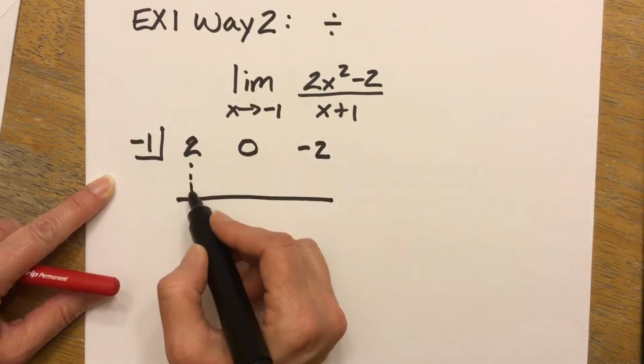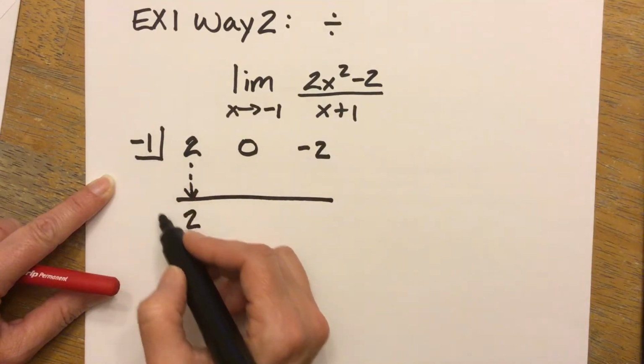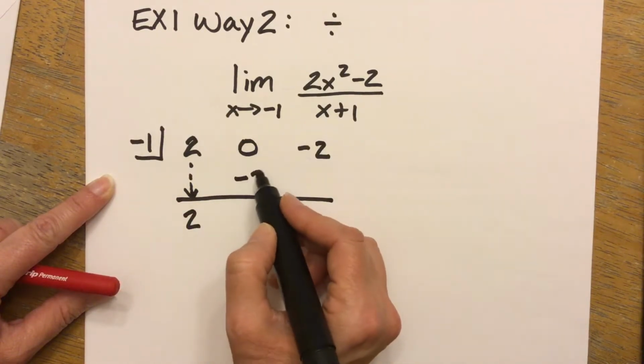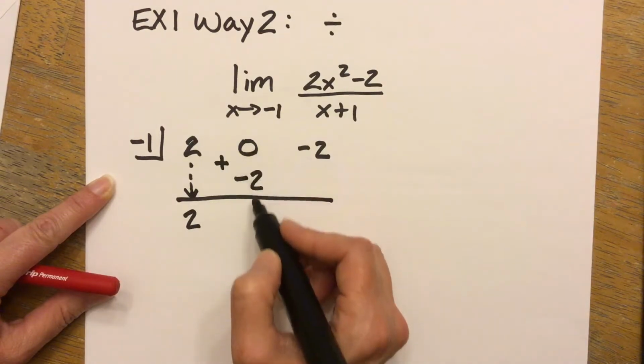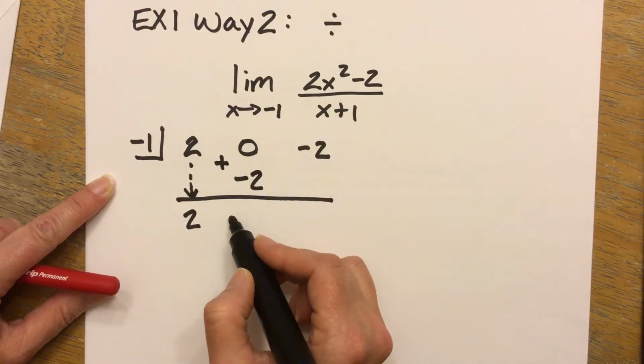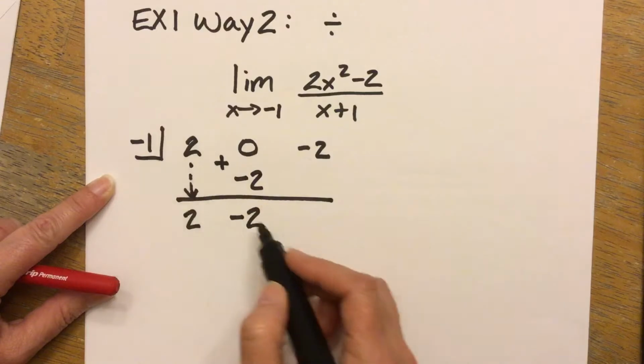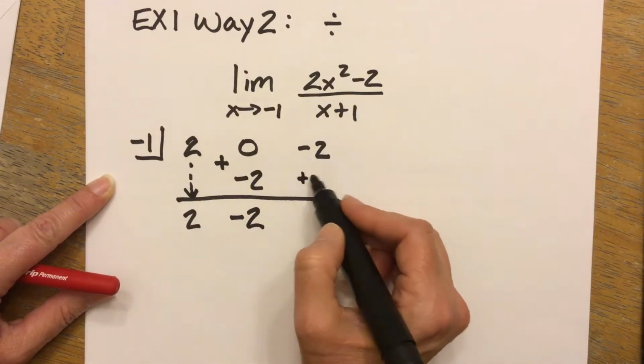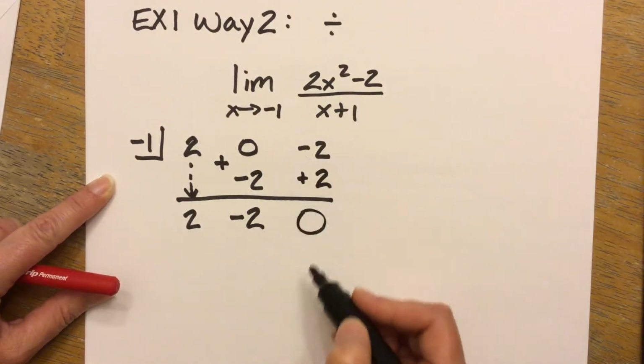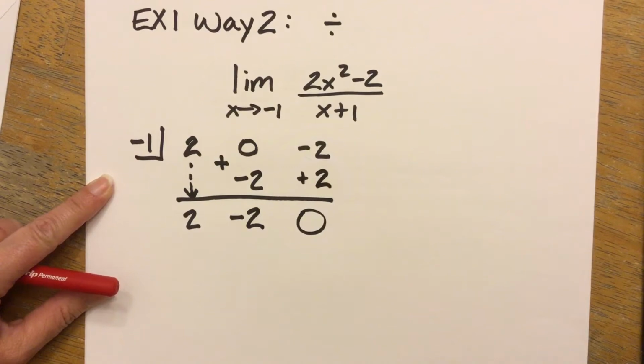We're going to drop the 2. Multiply the negative 1 and the 2 to get negative 2. Then you add, not subtract. So we have 0 plus negative 2 is negative 2. Multiply again gives me positive 2. And I'm going to add, and I have a remainder of 0. So this says that the bottom is in fact a factor of the top.